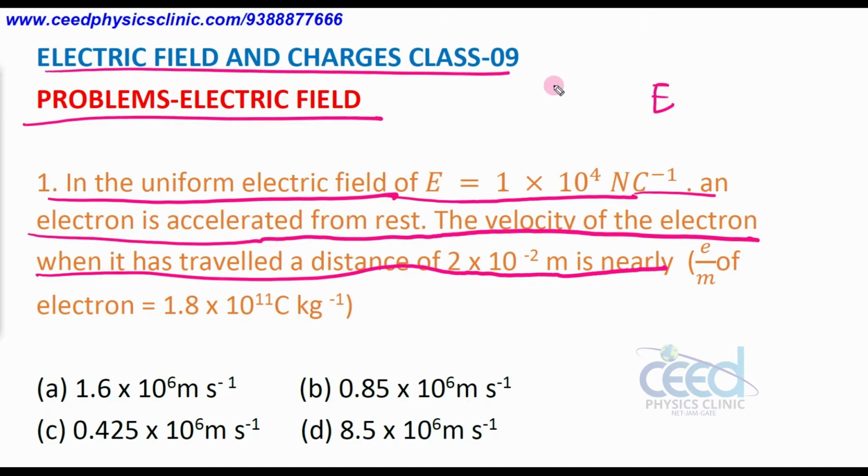from the rest, right? From the rest means its initial velocity is 0 and it started to accelerate in presence of this electric field, and then it travels a distance equal to 2 into 10 raised to minus 2 meter. Then we need to find the velocity of this electron at this point.